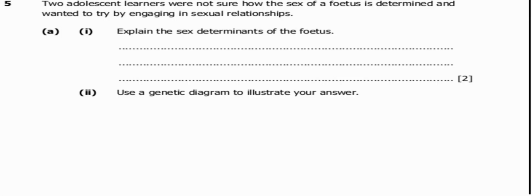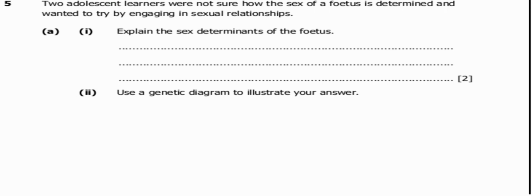So this one is coming from genetics, and he's saying two adolescent learners were not sure how the sex of a fetus is determined and wanted to try by engaging in sexual relationships. In A, Roman number 1, explain the sex determinants of the fetus.